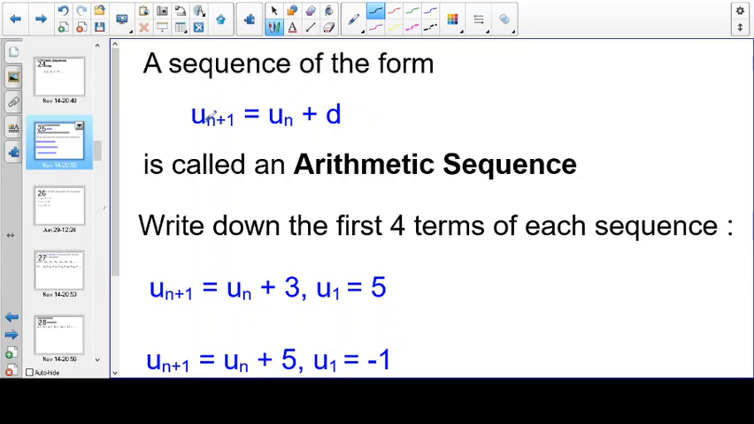So, using our recurrence relation notation, an arithmetic sequence is something of this form, where each term is the previous term plus or minus, if this is negative, some constant. Now we use the letter d, and that stands for the common difference. So the common difference is the number by which we add or subtract to get from one term to the next.